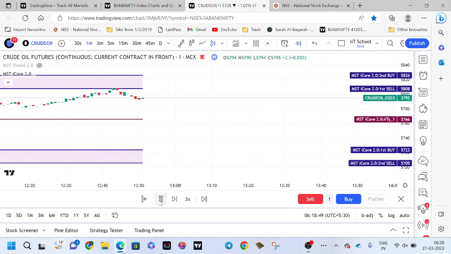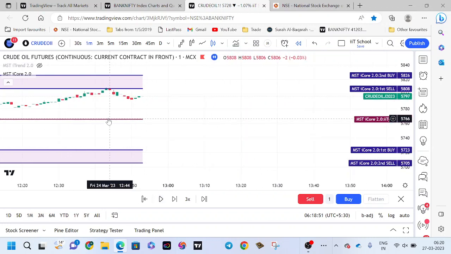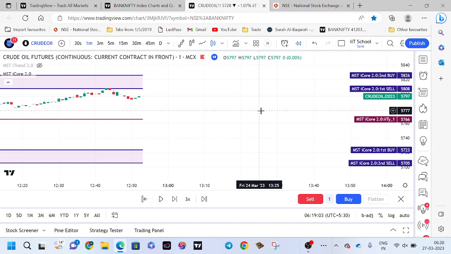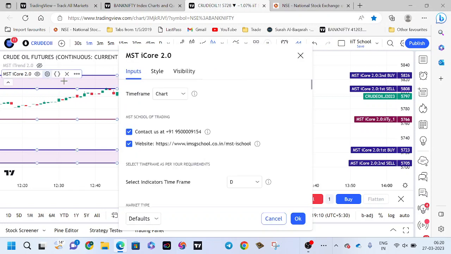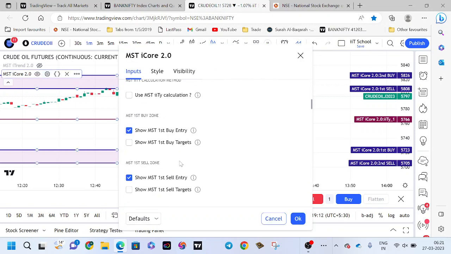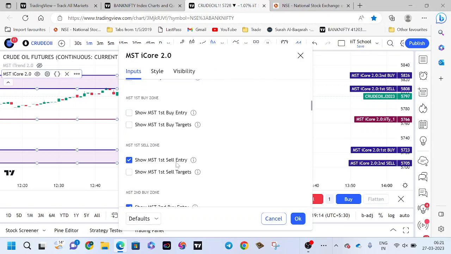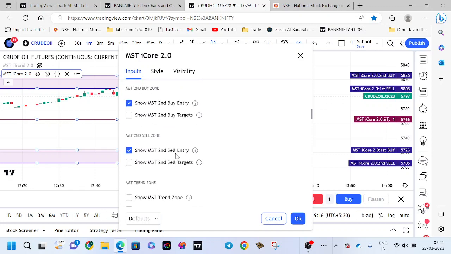See here what happened. The high made was 5809 and our entry is at 5808. So exactly and perfectly, more accurately, we got the entry. Now once we get the sell entry, we have to remove the buy orders. So I am removing the buy and enabling the sell entry, removing the second sell entry.